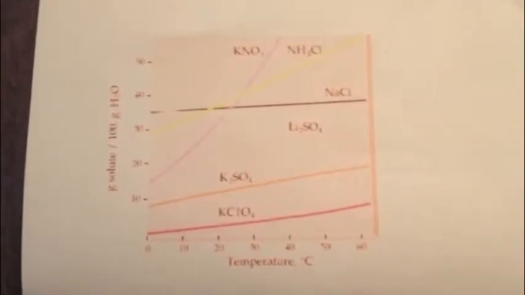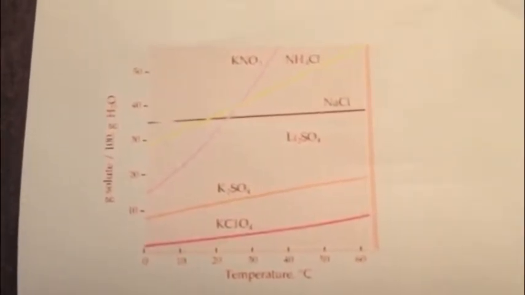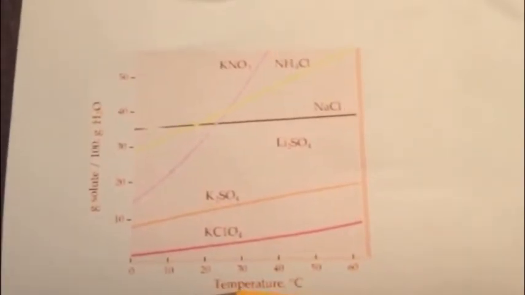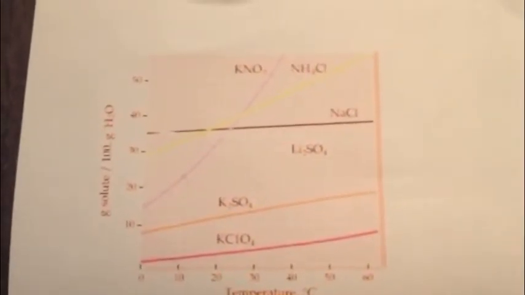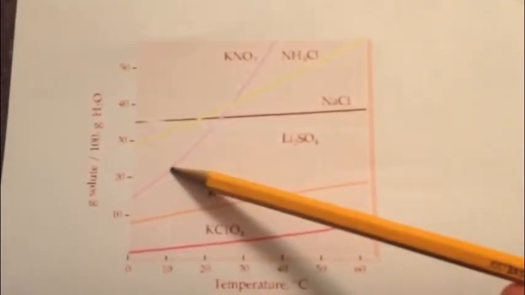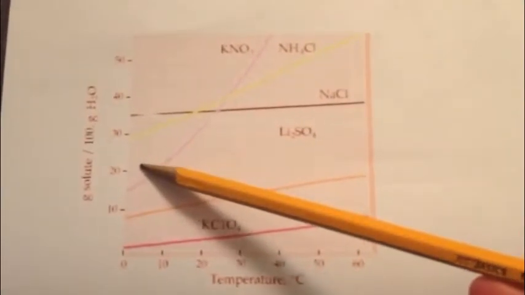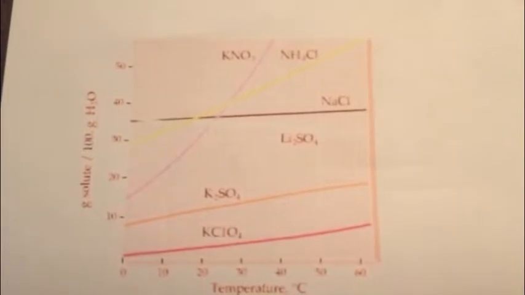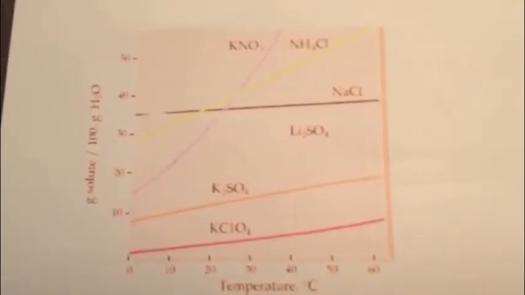If you want to find the solubility at a specific temperature or vice versa, first you start at the temperature you want. We're going to use KNO3 as an example and start at 10 degrees Celsius, and you go up until you hit the line, and KNO3 is 22 grams soluble at 10 degrees Celsius.